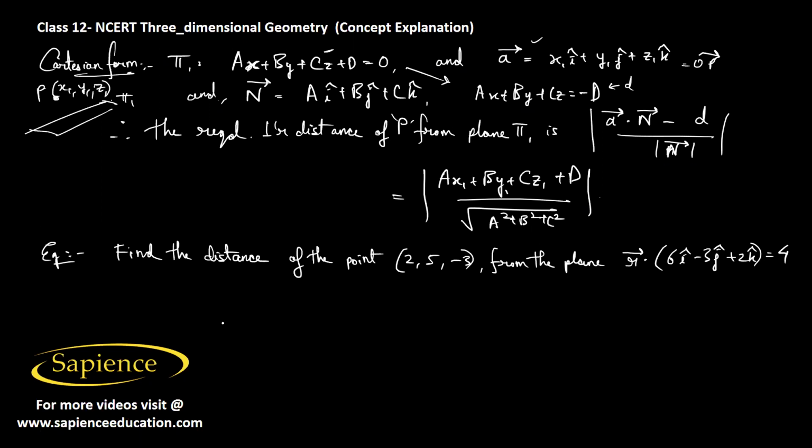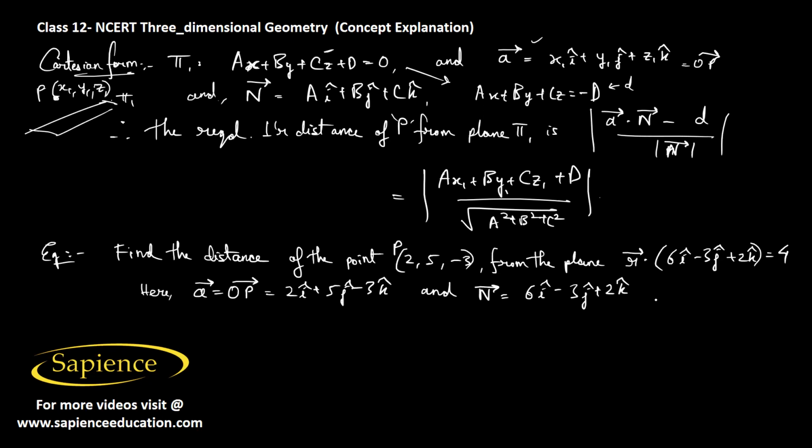So here, the position vector of the point P from which the perpendicular distance to this plane has been asked, A vector, would be equal to OP vector, which is the position vector of the given point, that is 2i cap plus 5j cap minus 3k cap. The normal vector to the plane is given as 6i cap minus 3j cap plus 2k cap. And here d is given as 4, since the equation of the plane has been written in the form r vector dot n vector equals d.